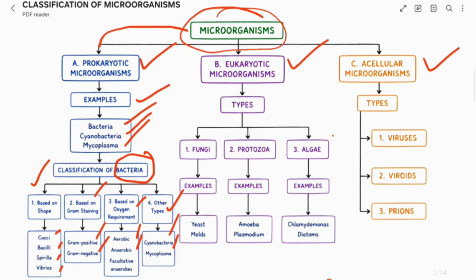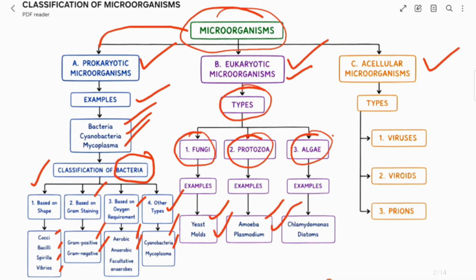Coming to eukaryotic microorganisms, there are different types. One is fungi, another is protozoa, then algae. Examples for fungi: yeast and molds. Examples for protozoa: amoeba and plasmodium. Examples for algae: chlamydomonas and diatoms. Then acellular microorganisms, types: viruses, viroids and prions.